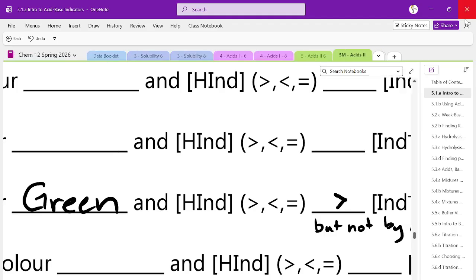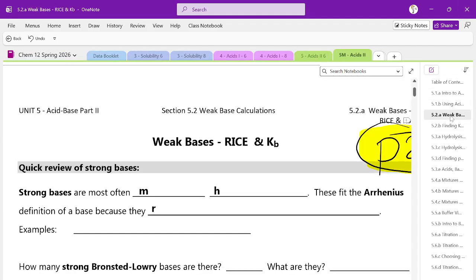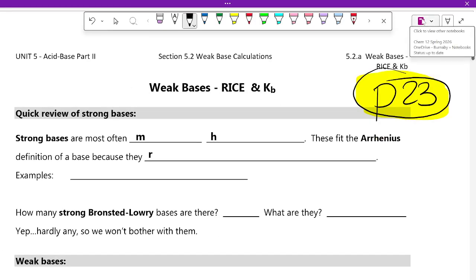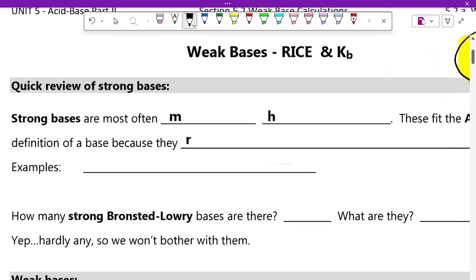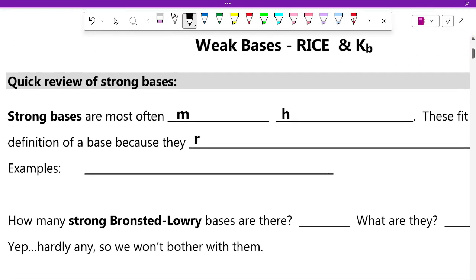All right then. So like I said, we are going to take a look at weak bases and Kb today because it is, like I said, very manageable because we know a lot of it already from Unit 3. All right. Let's do a review before we get to our weak bases. Let's do a quick review of strong bases. Strong bases are most often what? Metal hydroxides, yes.